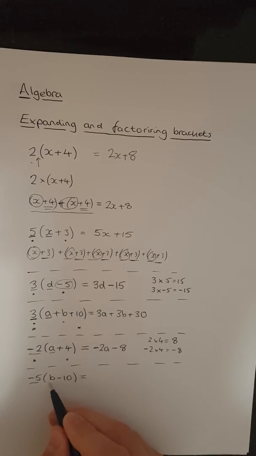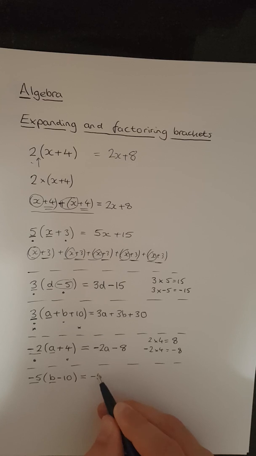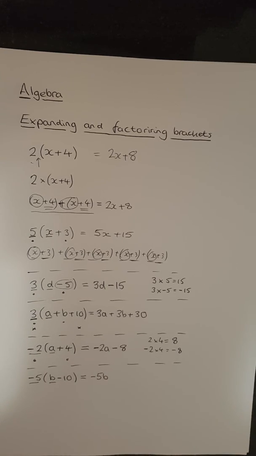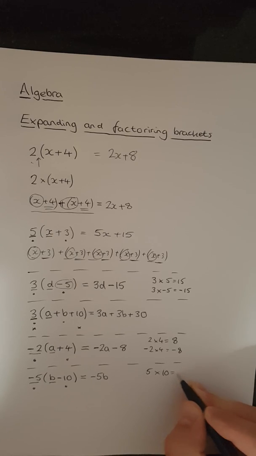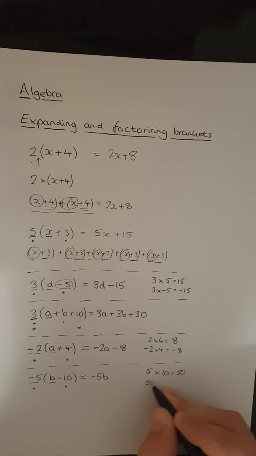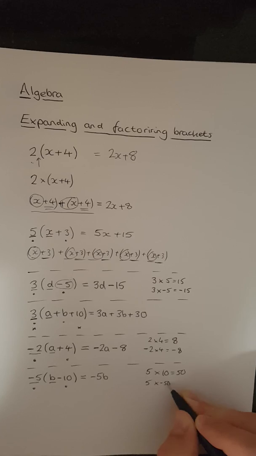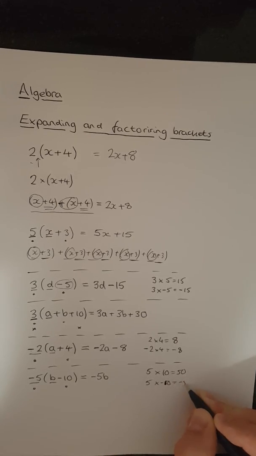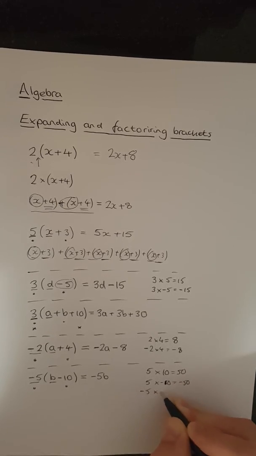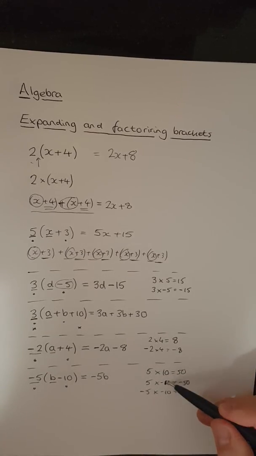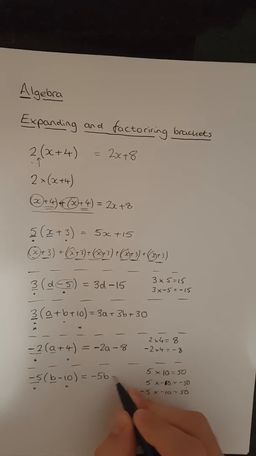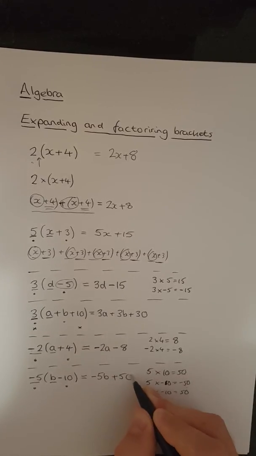Minus 5 times b, minus 5 times minus 10. I'm writing these out for you to remind you of the method you can use to get your answer. Change 1, change the answer. So it goes back to plus 50.